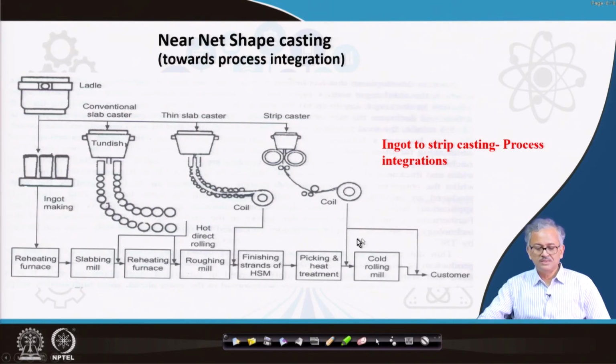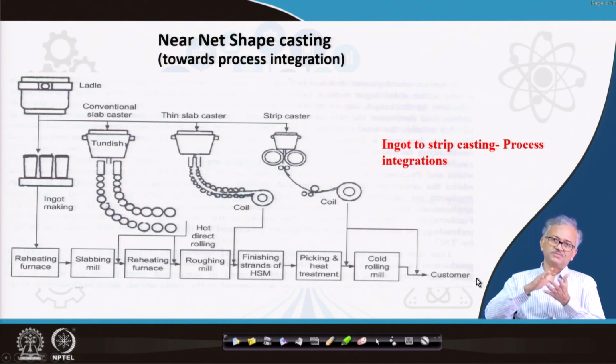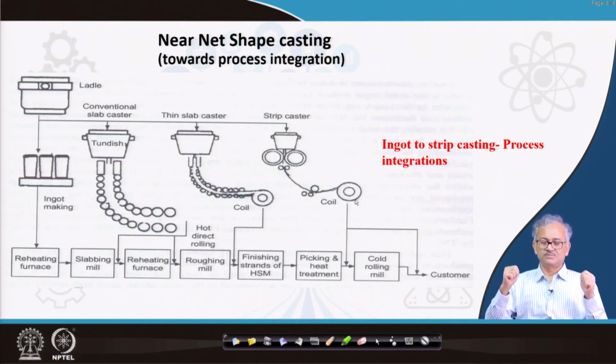Here it is almost the same. You are directly casting the sheet, so it can go to the customer, provided the surface finish is very good. That is why strip casting is commercially produced, but the scale of production is not that much. People are not getting the required surface finish directly, so sometimes the strip goes through the cold rolling mill to improve the surface finish. Okay.